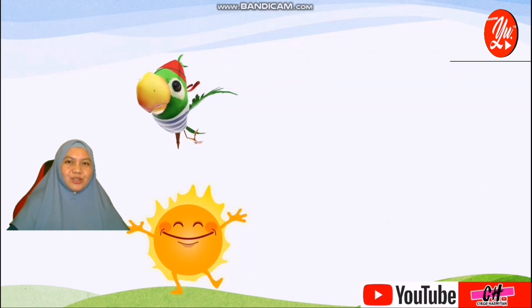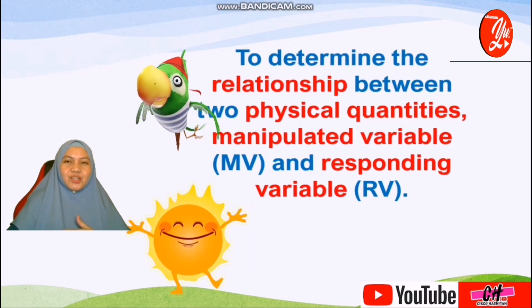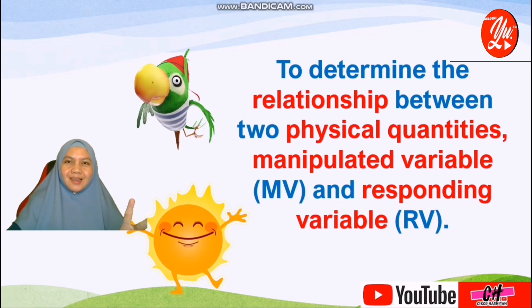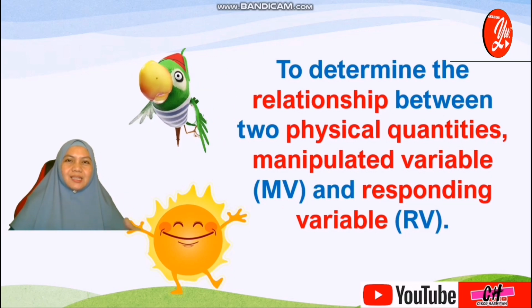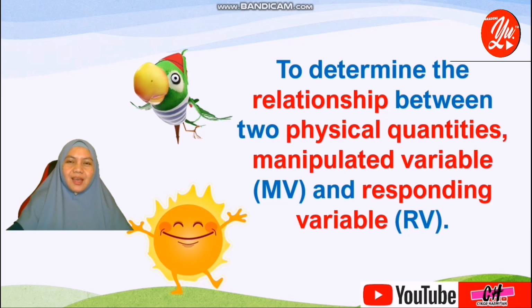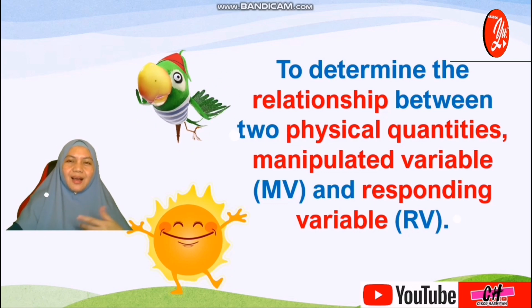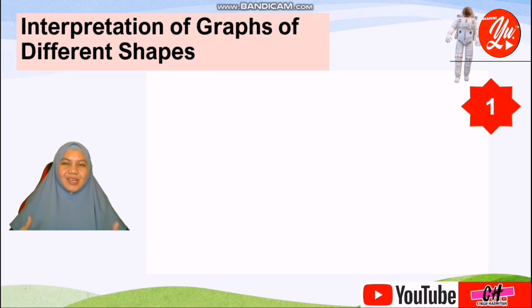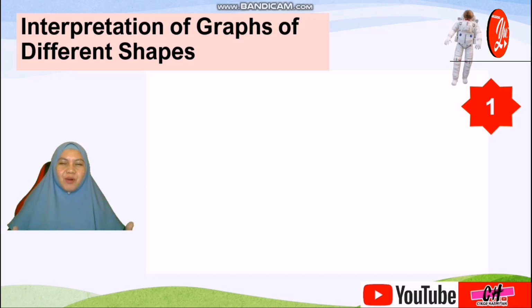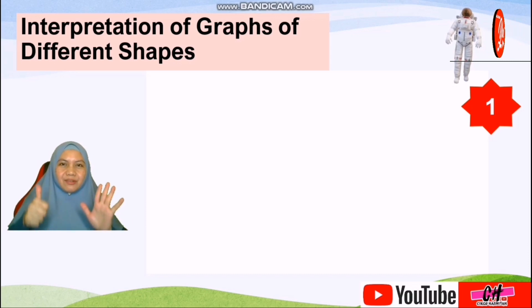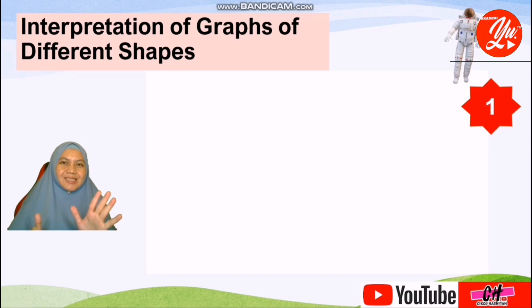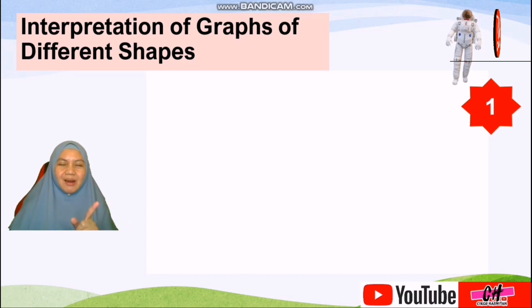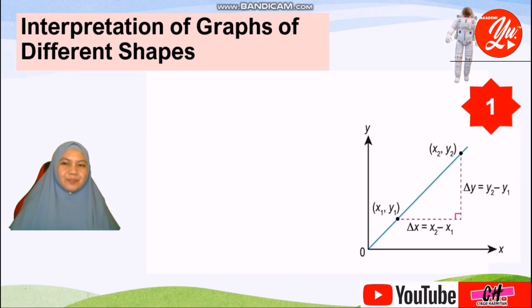Definitely, it is to determine the relationship between the 2 physical quantities, as I stated before, the manipulated variable MV and the responding variable RV. When you are plotting your graph, you might get a different shape of graph depending on what experiment you are doing. And how do we interpret this graph of different shapes? So I will show you 6 examples of graph which you might get when you are conducting an experiment. Okay, so now let's take a look at the first type.